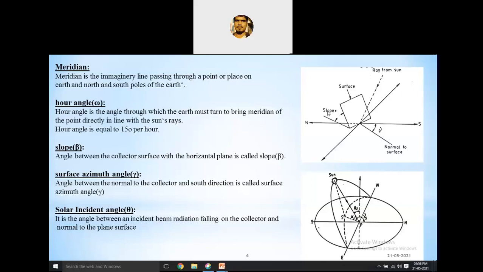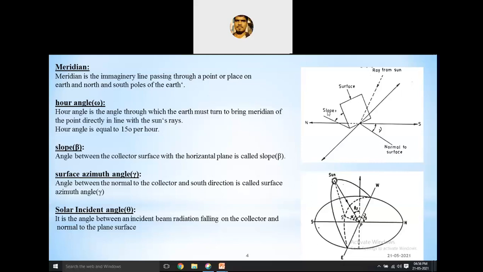Next is the solar incident angle, theta. It is the angle measured between the beam of rays and the normal to the plane, or the angle between the incident beam radiation falling on the collector.